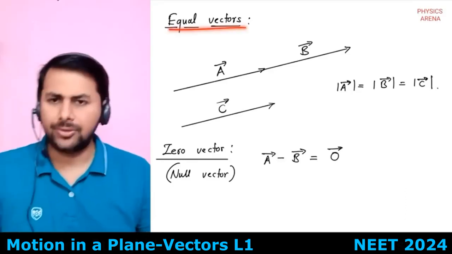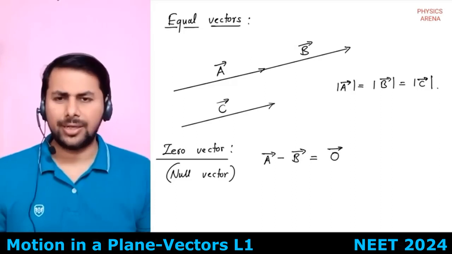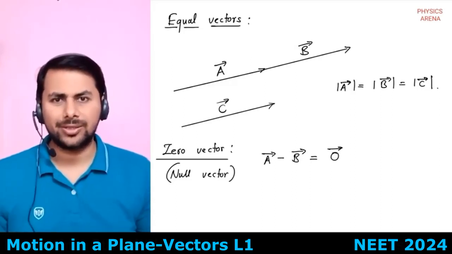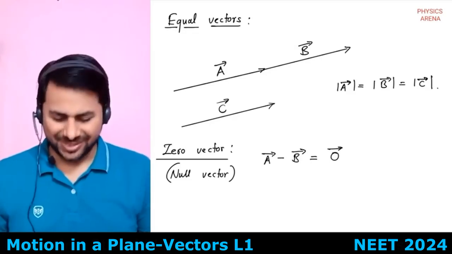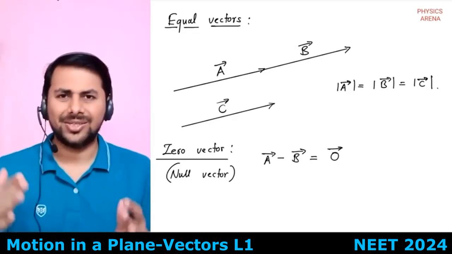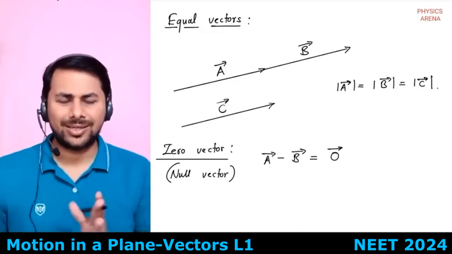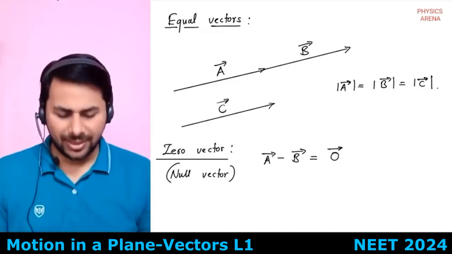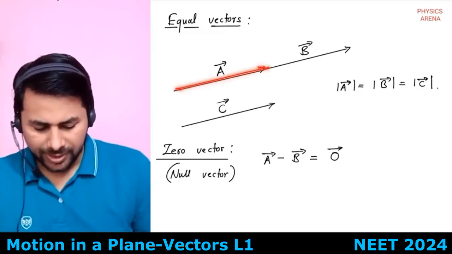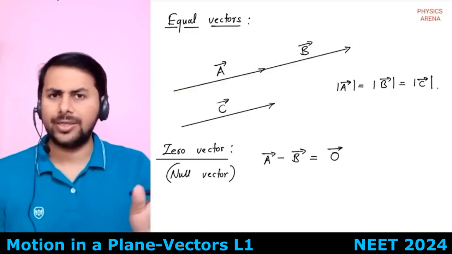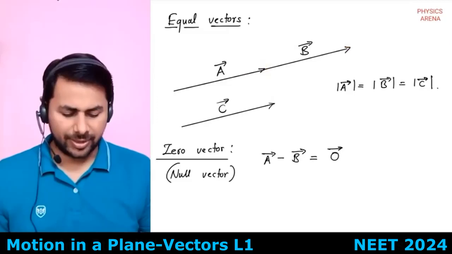Okay, now next is equal vectors. What do you mean by equal vectors? This is common sense. Two vectors can be called equal if their magnitude is equal and their direction is the same. So this is a bar, this is b bar. They are pointing in the same direction and their length is equal. So these two vectors are equal.